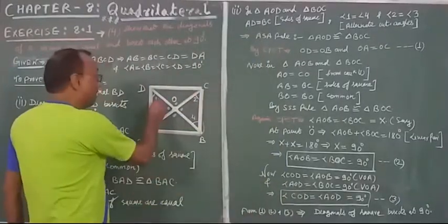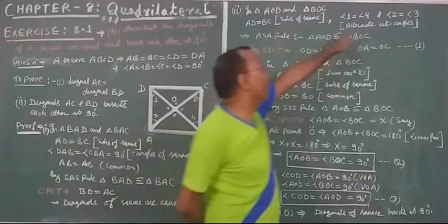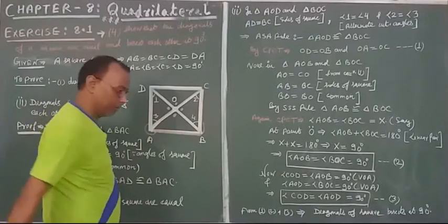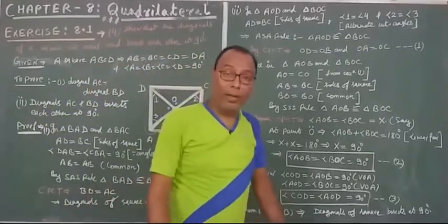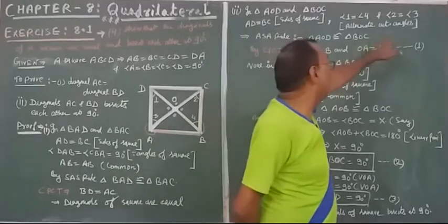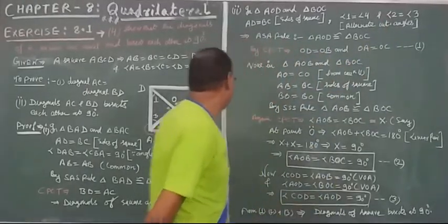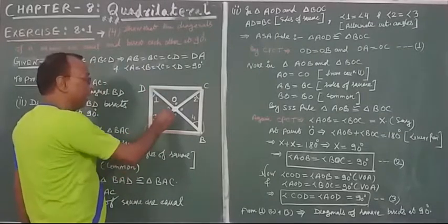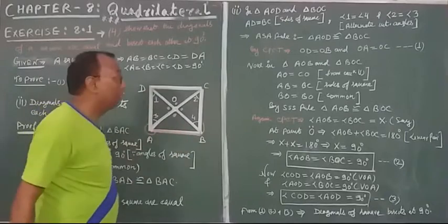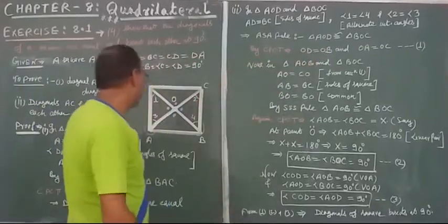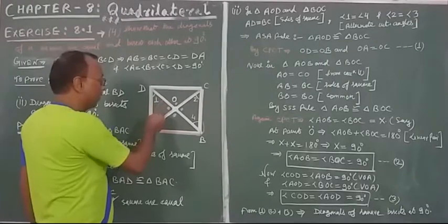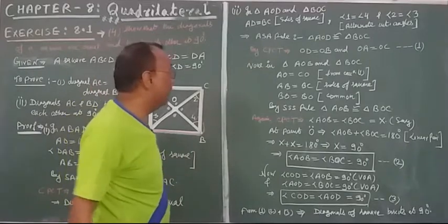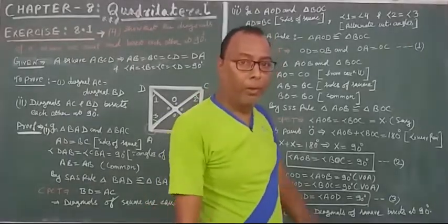So angle 1 will be equal to angle 4 or not? And this angle 2 will be equal to angle 3 or not? Because they are alternate interior angles. So therefore, by angle 1, this side, and angle 3, by the ASA rule, triangle AOD and triangle BOC are congruent.